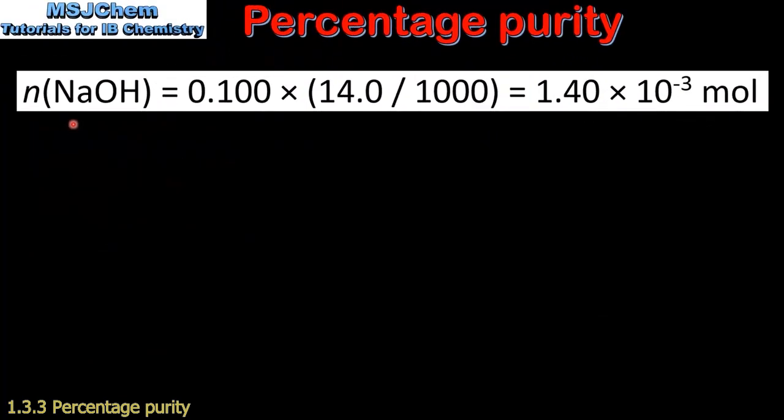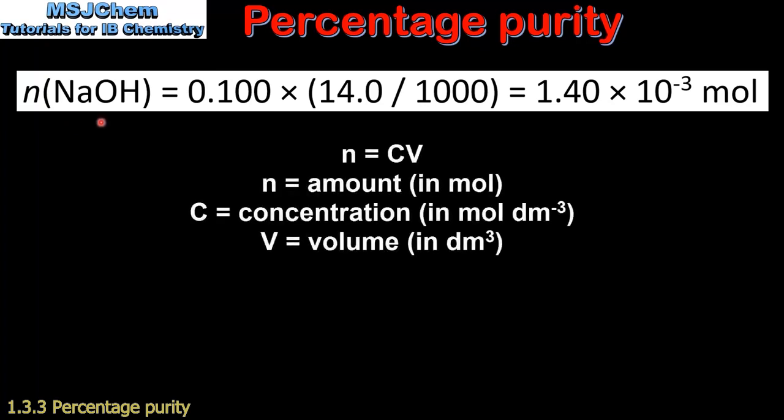The first step is to calculate the amount in moles of sodium hydroxide in the average titer. So we use the equation n equals CV. The concentration of sodium hydroxide is 0.1 mole per decimeter cubed. The average titer was 14.0 centimeters cubed, which we convert to decimeters cubed by dividing by 1000. This gives us 1.40 times 10 to the negative 3 moles.